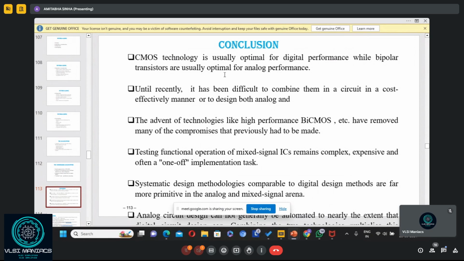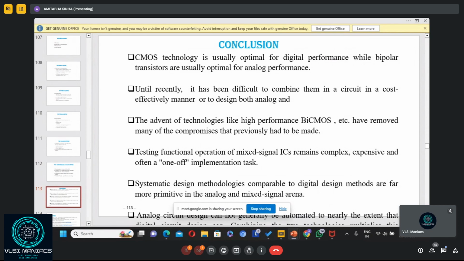And bipolar transistors are usually optimal for analog performance. Until recently, it has been difficult to combine them in a circuit in a cost-effective manner. But now, because of the development of mixed signal processing, both technologies are put on a single semiconductor, like BiCMOS. I think I discussed BiCMOS when I was taking your VLSI class. BiCMOS is also becoming very popular.